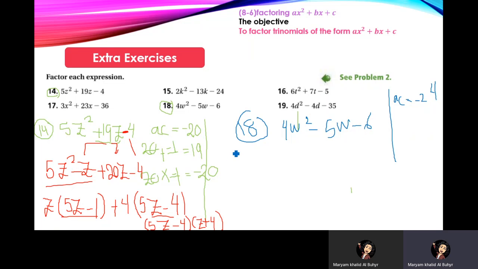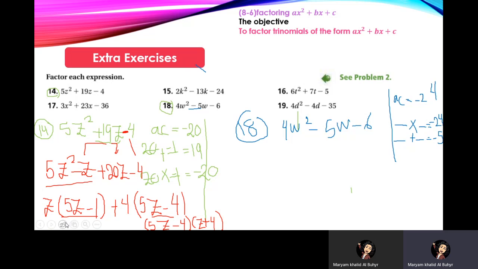So think about two numbers. I'm sorry for this handwriting again. So what are the two numbers? Once you multiply them, you will get -24. Once you add them, you will get B, the number in the middle. What do I have in B? -5.